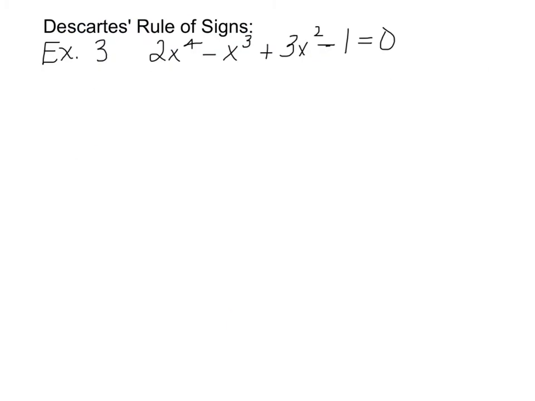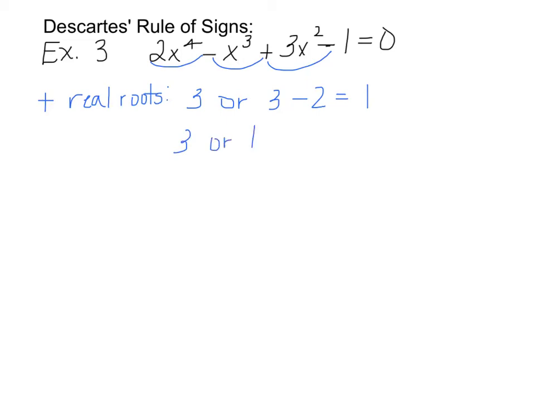Okay, so we're going to use the rule again. So first, to find the positive real roots, we count the sign changes like they are. 1, 2, 3. Okay, so 3 or 3 minus 2, which is 1. So that means there are either 3 or 1 positive real roots. I better write it out for you guys.